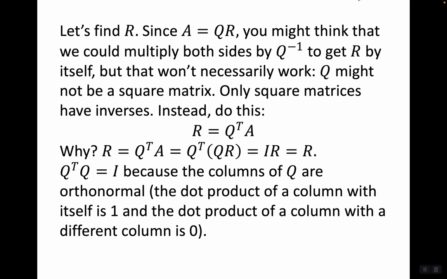Why is that? Well, Q transpose A is the same thing as Q transpose times QR. But Q transpose times Q is going to be the identity matrix, and so we end up with IR, in other words, just plain R. Now, why is Q transpose Q equal to I? Because the columns of Q are orthonormal, and the dot product of a column with itself is 1, because it has length 1, and the dot product of a column with a different column is 0, because the columns are orthogonal to each other, so the dot products are all going to be 0.